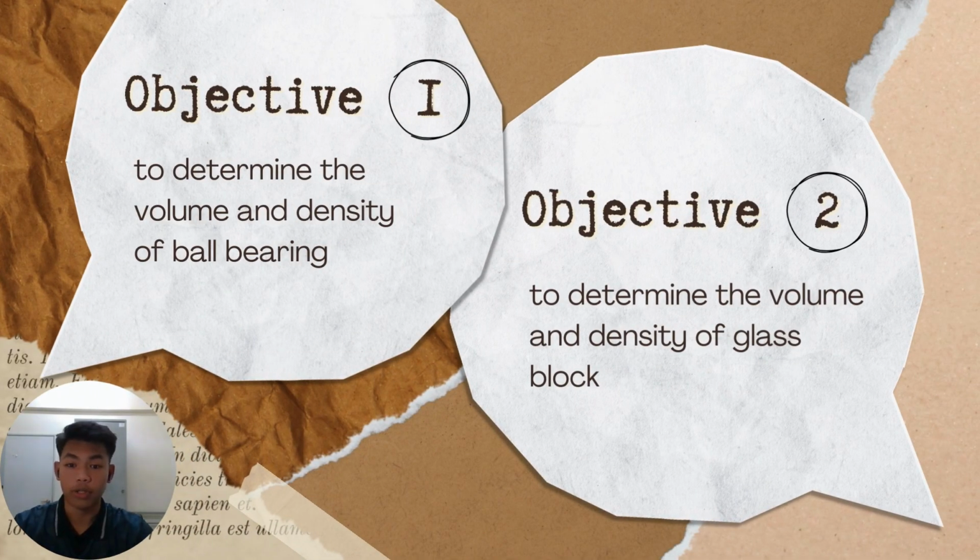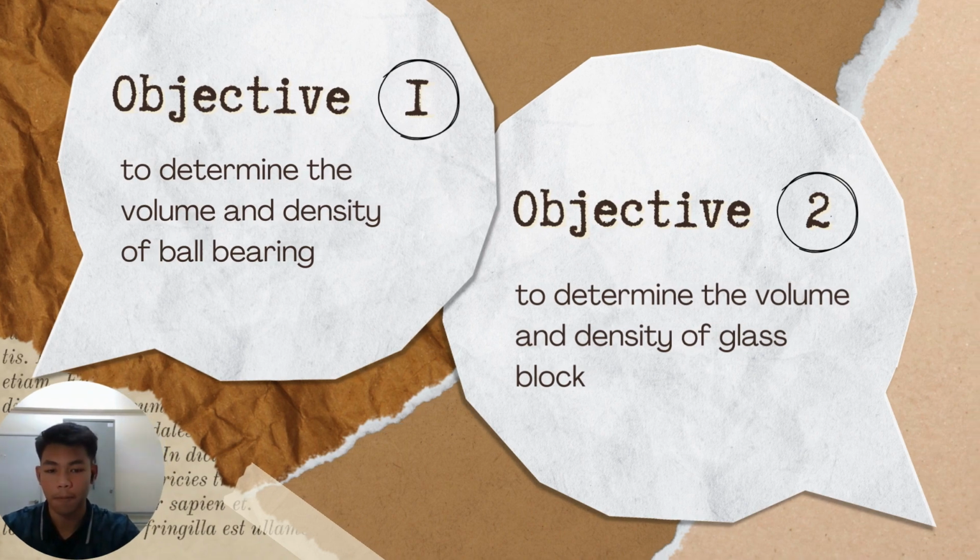So there are two objectives for this experiment. The first one is to determine the volume and density of a ball bearing by using a micrometer screw gauge, and the other objective is to determine the volume and density of a glass block by using a vernier caliper.